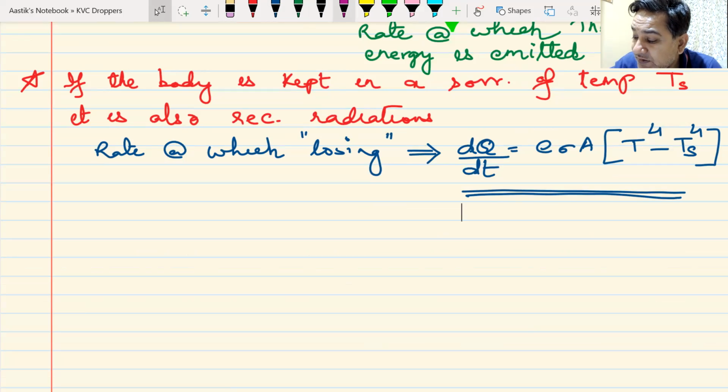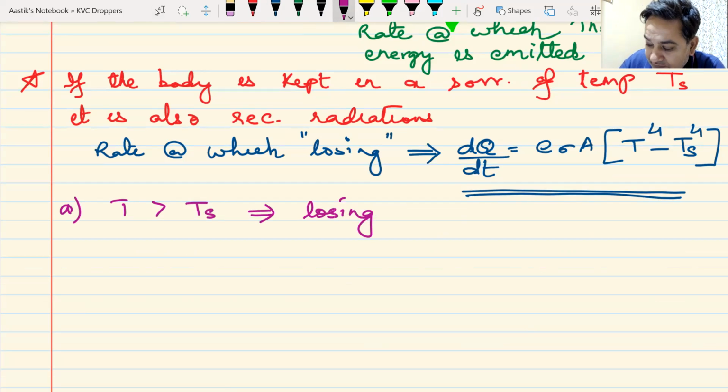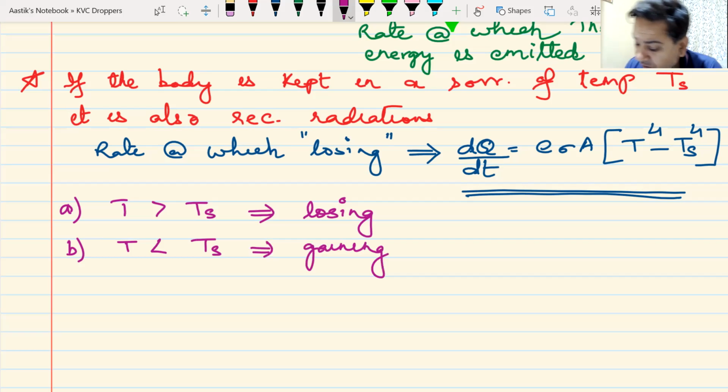So I can now classify it into three categories. Case A: if T is greater than TS, the body will be losing energy. That means if the temperature of the body is more than the temperature of the surrounding, it will lose energy. What will be case B then? TS is greater than T. If T is less than TS, that thing becomes negative, or you can write TS to the power 4 minus T to the power 4, and the body is gaining energy. We understand this.